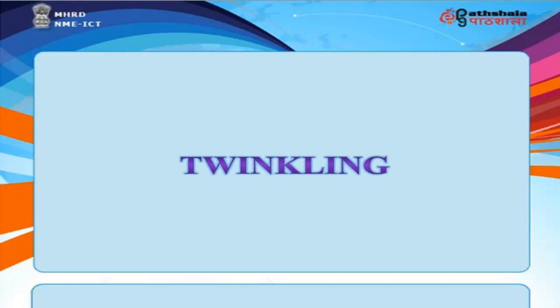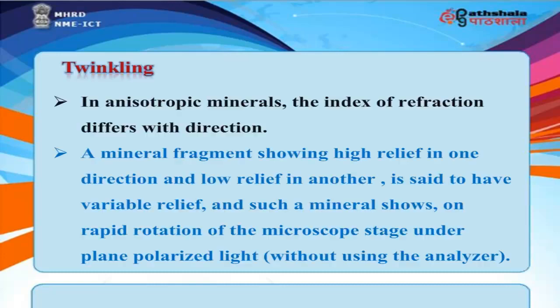Twinkling. In anisotropic minerals, the index of refraction differs with direction. A mineral fragment showing high relief in one direction and low relief in another is said to have variable relief, and such a mineral shows this on rapid rotation of the microscope stage under plain polarized light, without using the analyzer.